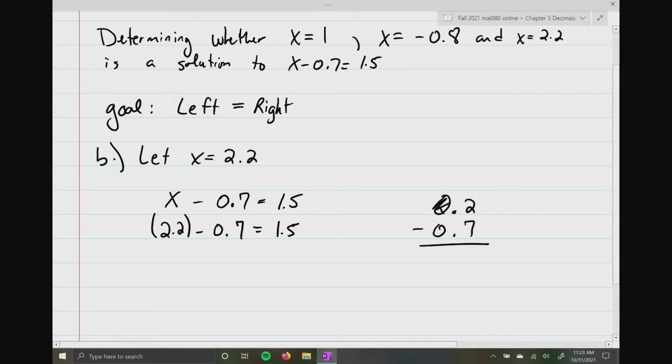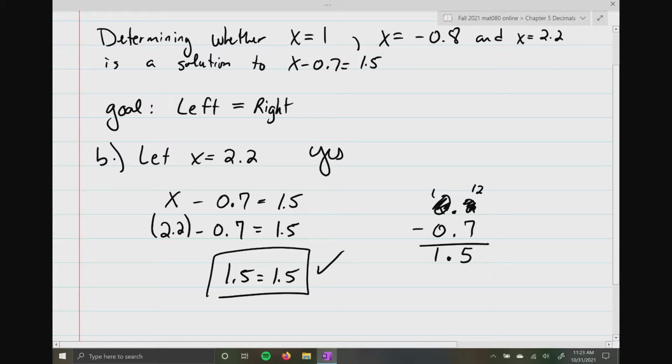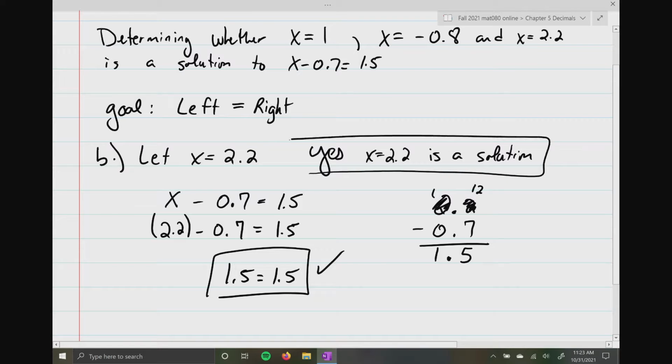Here I'm going to have to borrow. So the 2 becomes a 12. 12 minus 7 is 5. Bring down my decimal, and 1 minus 0 is 1. So we get 1.5 equals 1.5. And that is a check mark. So yes, x equals 2.2 is a solution.